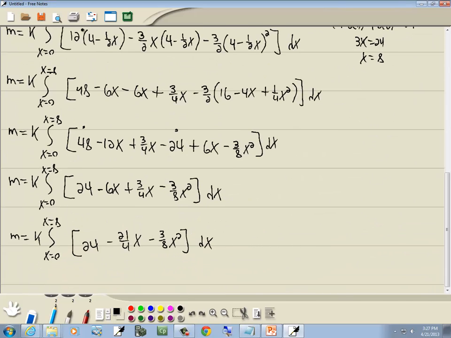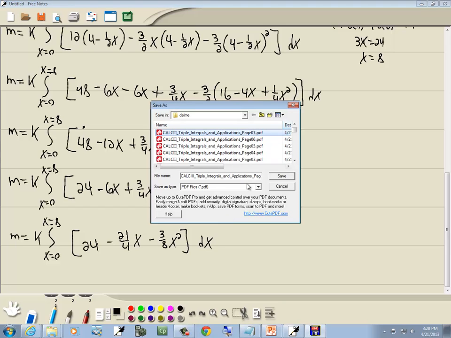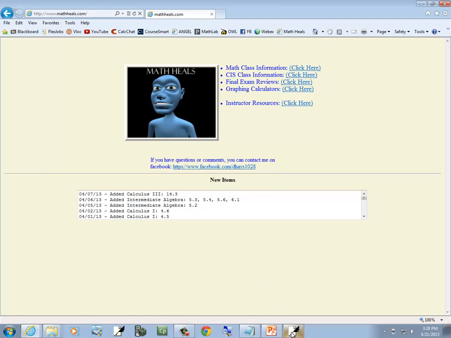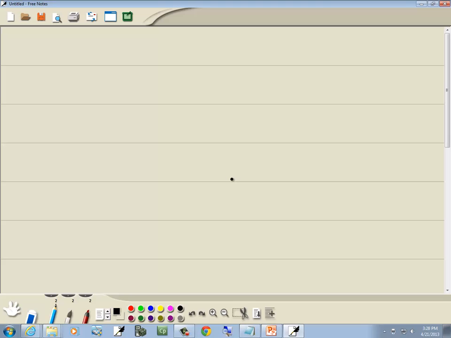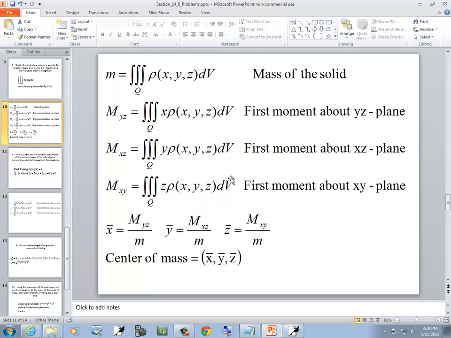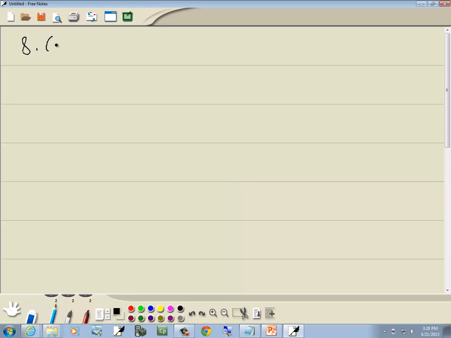Okay. So let me save this. And what problem is this? This is problem number 8 continued. So 8 continued. And we got m is equal to k from x equals 0 to x is equal to 8 of 24 minus 21 over 4 x minus, boy, that would have been a bad mistake, minus 3/8 x squared dx. Okay.